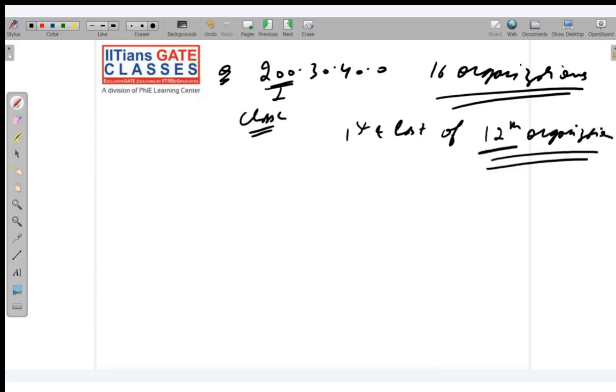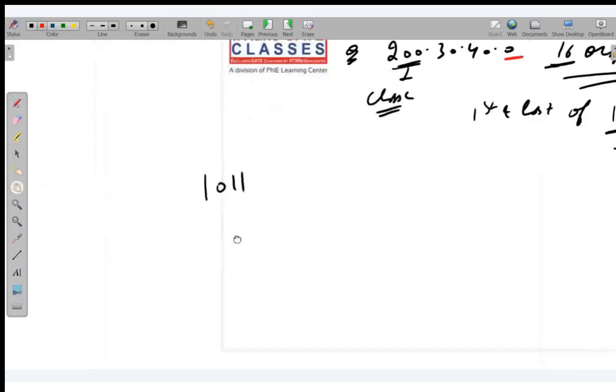Okay. So what we will say, 12th means one less. Now we have done one less. So 1011, 4 bits we will have to borrow because of 16 organizations. So 2 power 4 is 16. So 4 bits we will borrow from which octet? This last octet, because the first 3 octets will be fixed only.